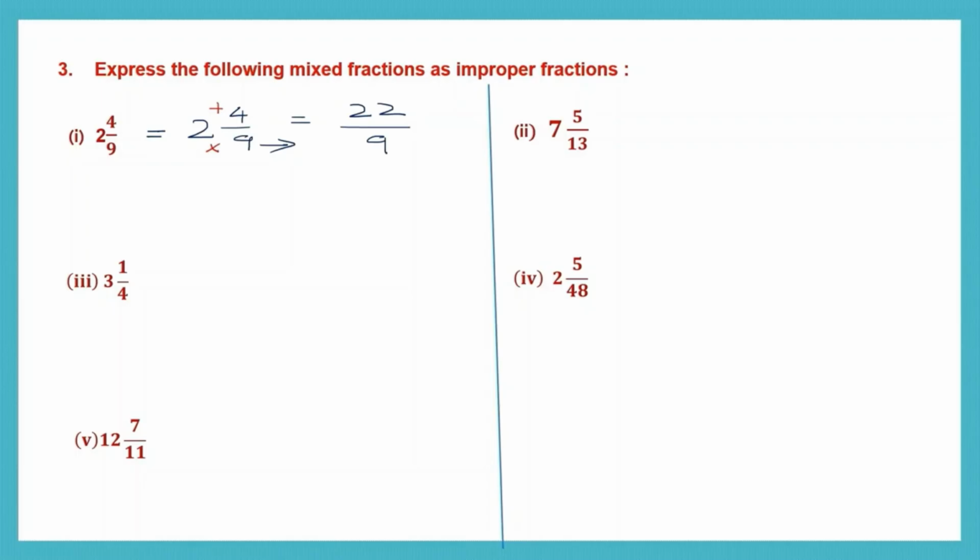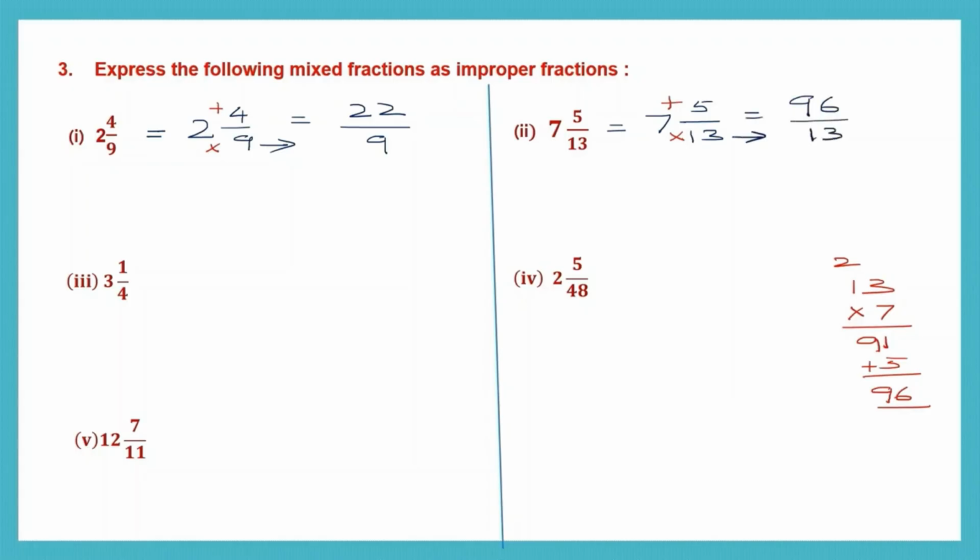Let's go to the next one. 7, 5 by 13. So let's write that, 7, 5 by 13. Now multiply the denominator and the natural number, 13 into 7. So let's multiply that and see. 13 into 7. 7 threes are 21, carry 2. 7 ones are 7, 8, 9. So 91. Then we add 5. So that becomes 91 plus 5 is 96. So this is our numerator. 96 is the numerator and denominator is the same.